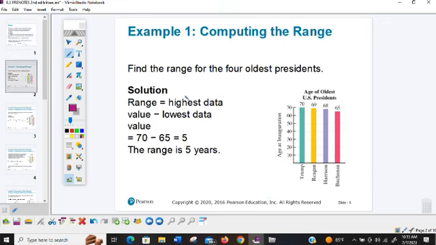is. If we want to compute range from this, it says find the range from the 4 oldest presidents. The highest was 70, the lowest was 65. So we do 70 minus 65, and the range for this is 5 years.